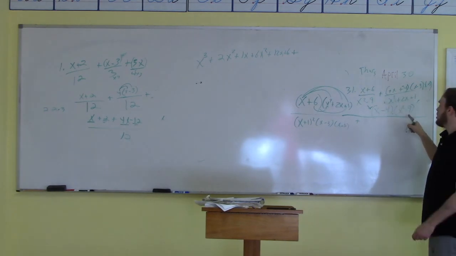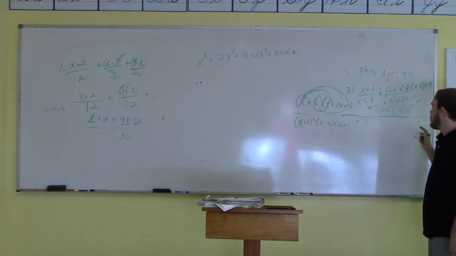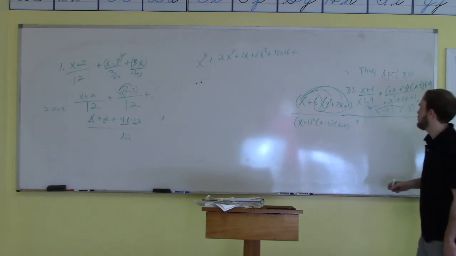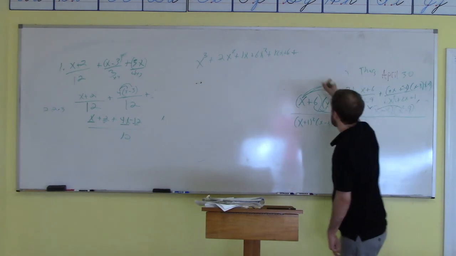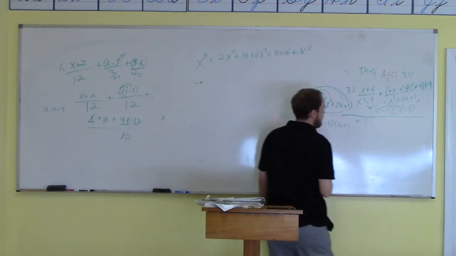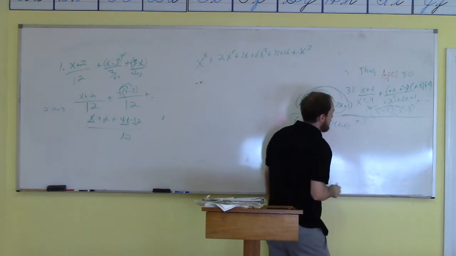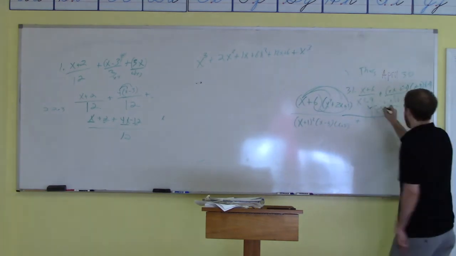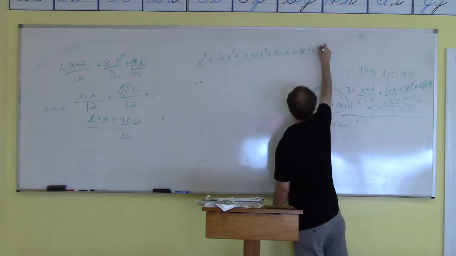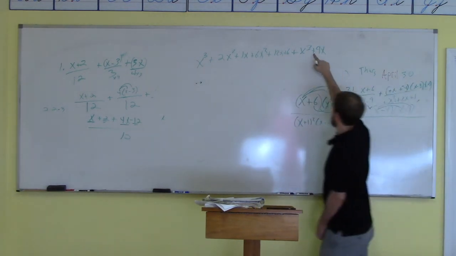So then here, it's the same way. You're just going to be distributing it through. So I'm going to do the x times the x squared, and that is going to be plus x cubed. Then I'm going to do the x times the 9, which would be negative 9x, since it's a negative 9.